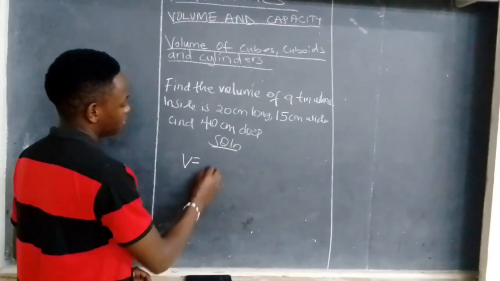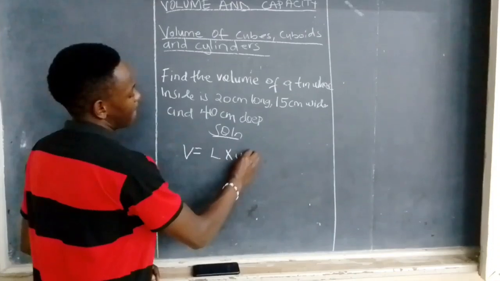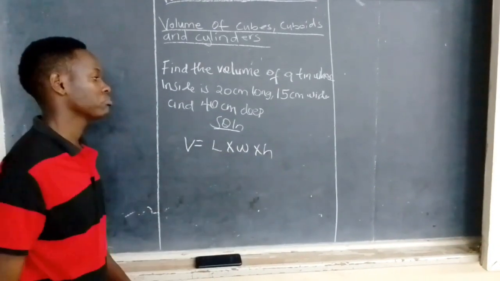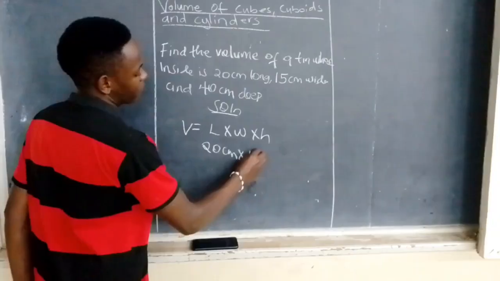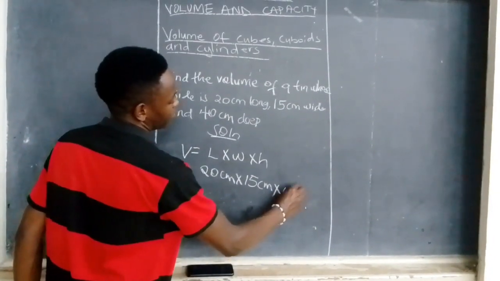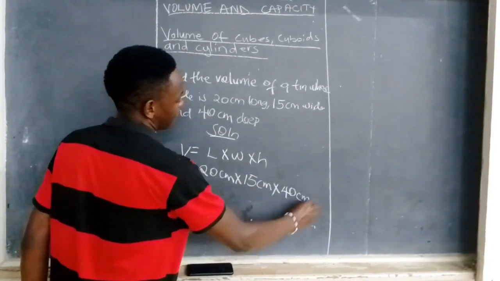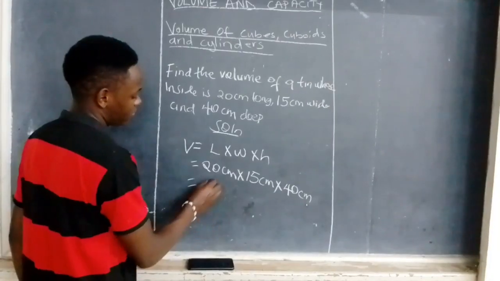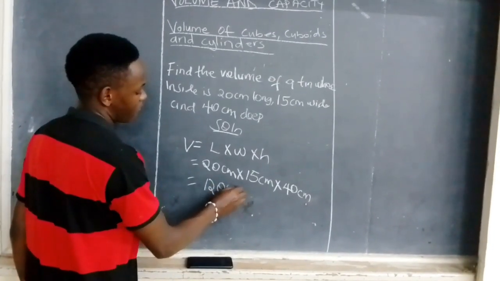From the formula, the volume of a cuboid is given by the length times width times height. The length in our case is 20 centimeters, the width is 15 centimeters, and the height is 40 centimeters. The volume of the cuboid is given by 20 times 15 times 40, which is equal to 12,000 centimeters cubed.